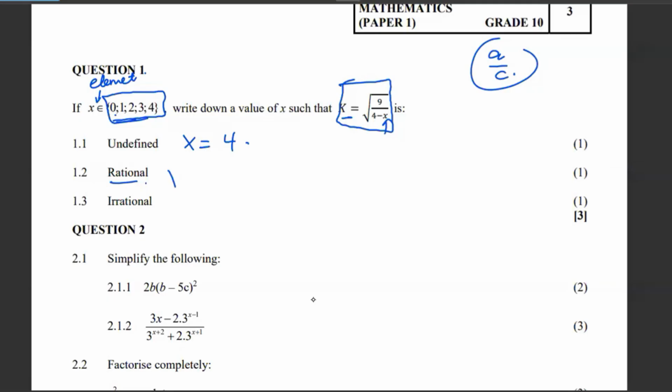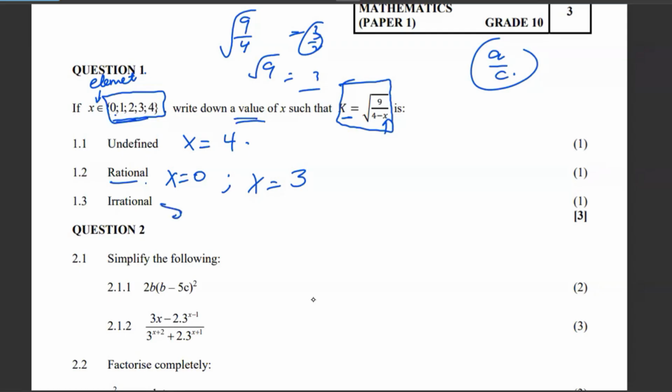So if x is 0, we're going to have 9/4. We can find the square root of 9/4, which is 3/2. That is rational. And then if x is 3, it will be 4 minus 3, which is 1, so it's just the square root of 9, which is 3. So I think one of the two will do, because they said write down a value.